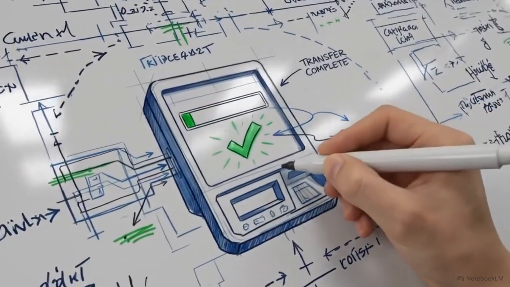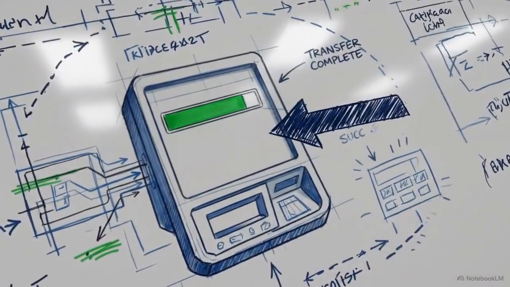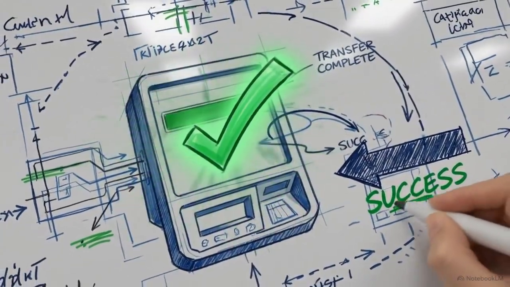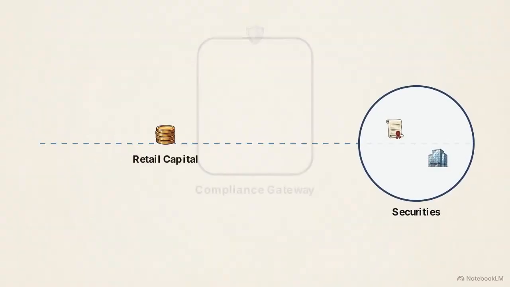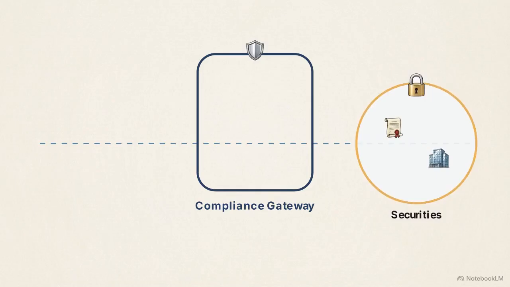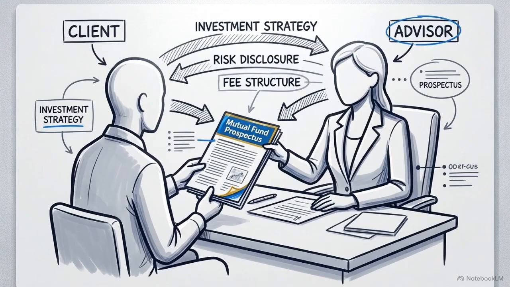Let's track a single transaction. A client decides to invest 1 lakh rupees into the financial markets. Before that capital can buy a single stock or bond, it must pass through a structured regulatory architecture designed to protect it. The law positions the mutual fund distributor as the mandatory gateway for retail capital entering the system.